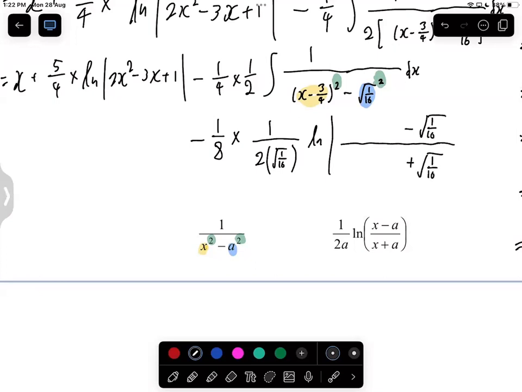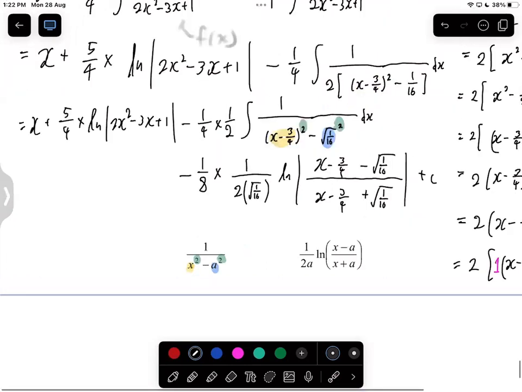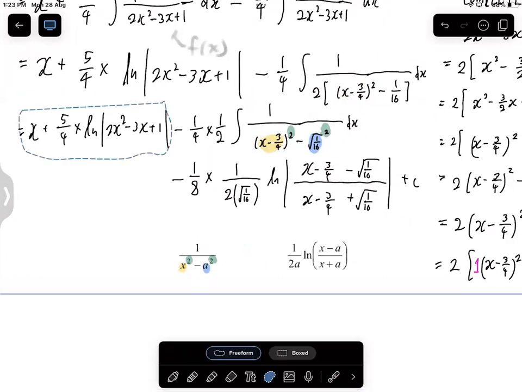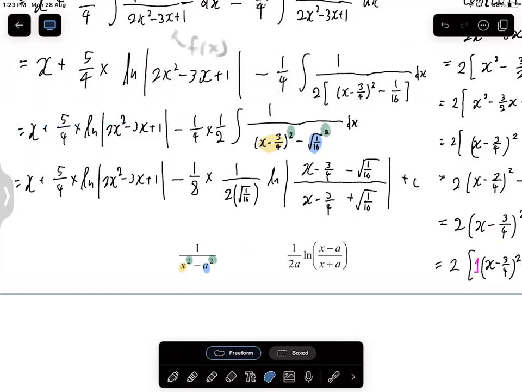And what's my x in this case? X minus 3 over 4. Very good. That's it. Plus c. Then the rest, copy and paste. 1/4 times half gives you that 1 over 8 in front. And then we are done. Answer. Okay, use formula.